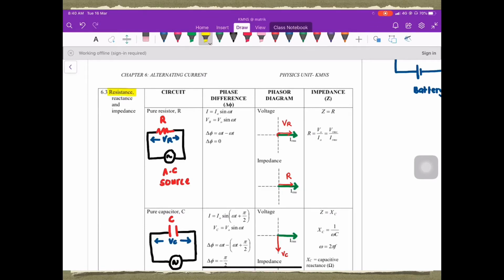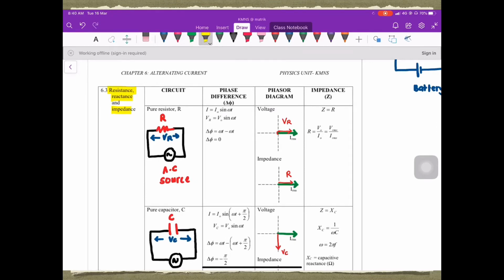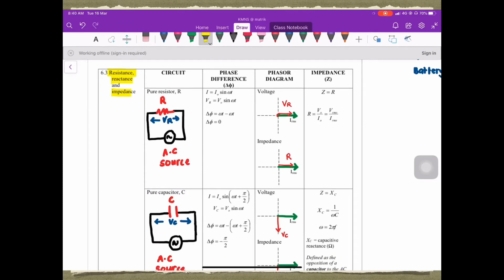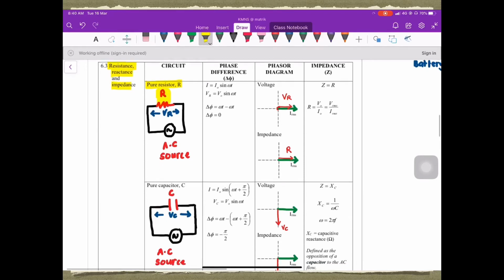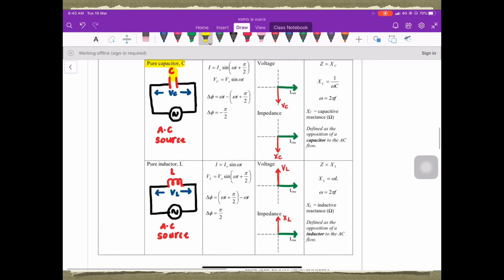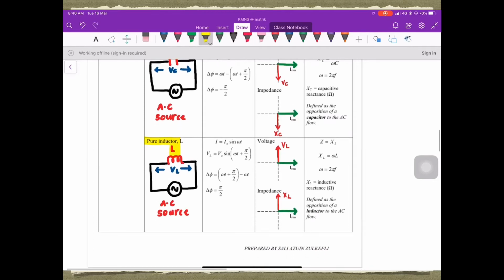6.3 Resistance, reactance, and impedance. So now we have 6 types of circuit for the alternating current. The first circuit is a pure resistor. Pure means only a resistor in the circuit. Then the next is a pure capacitor, meaning only a capacitor in the circuit. And then the pure inductor means only an inductor in the circuit.